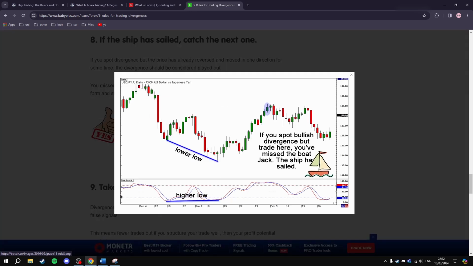Lower low, higher low. So we should have bought here. If you spotted bullish divergence but trade here, you've missed the boat. You've missed the boat, Jack. The ship has sailed because you're too late. You should have done it here instead.